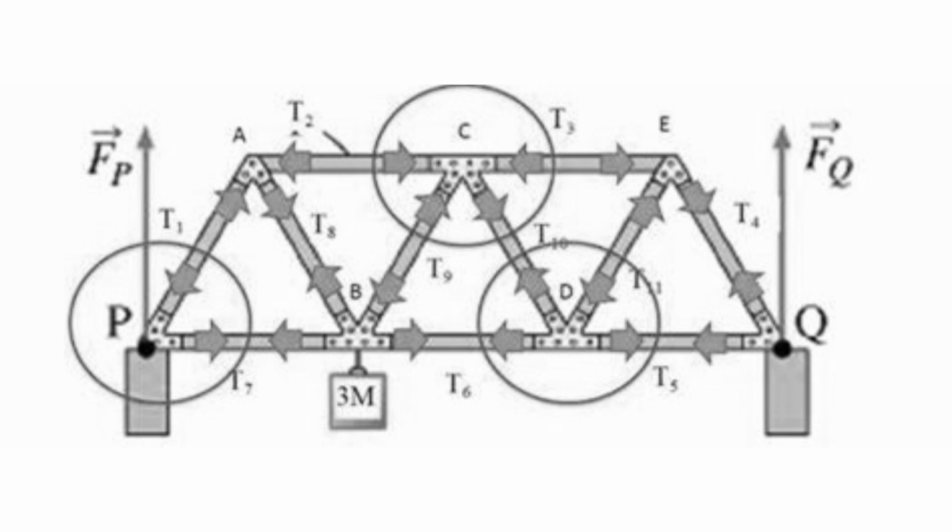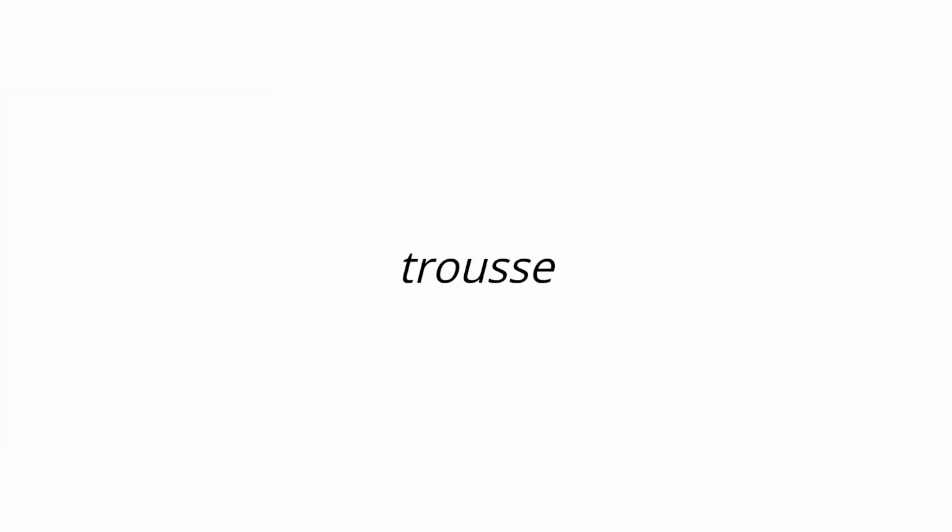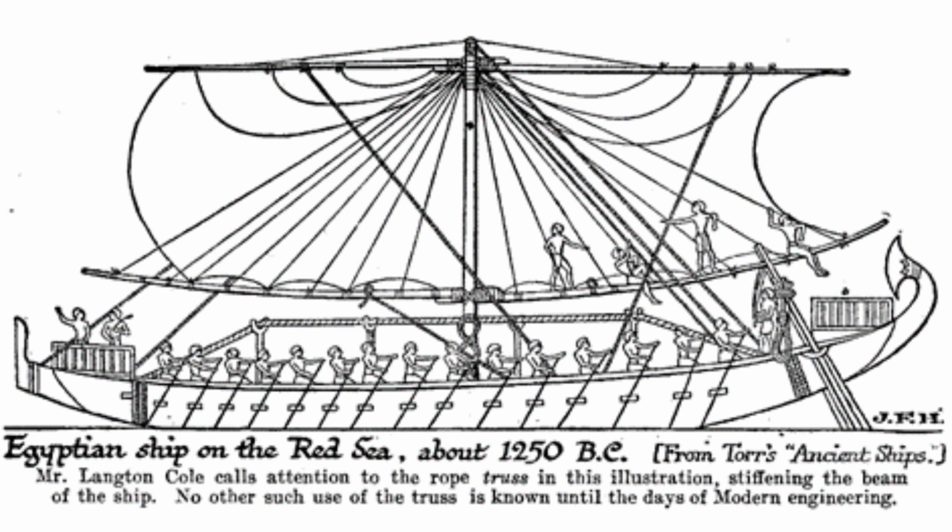As a fact of curiosity, the word truss derives from the Old French word trousse, from around 1200 AD, which means a collection of things bound together. As is seen in the picture, an Egyptian ship with a rope truss is the oldest known use of trusses. Trusses did not come into common use until the Roman era.